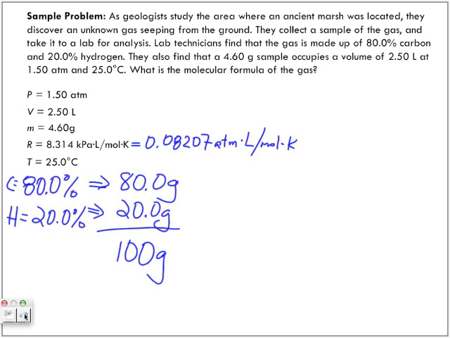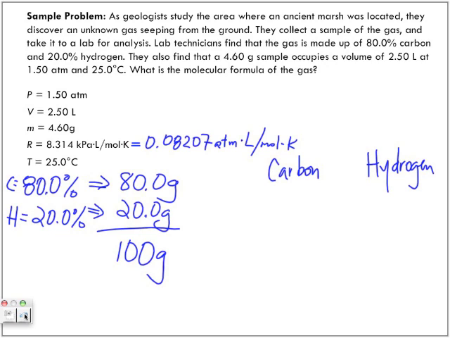The molar mass, right? So we're going to find the molar mass. We've got carbon and we've got hydrogen. In this sample, using the 80%, this is a hypothetical. We really don't have 100 grams of a sample, but we use that to help us find the empirical and ultimately our molecular formula.